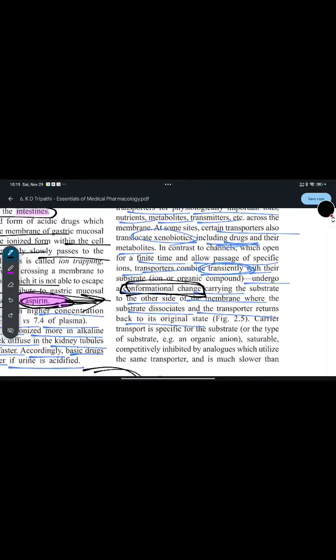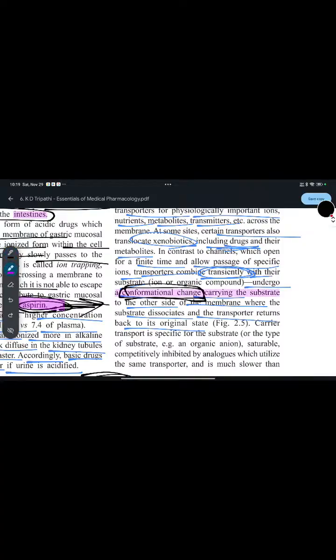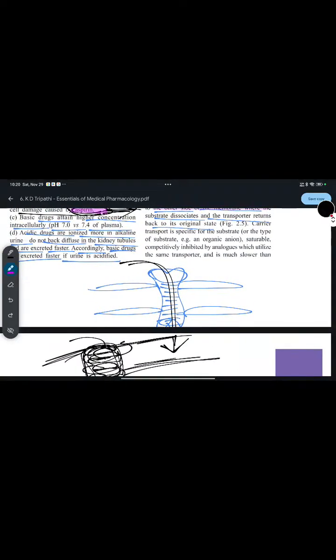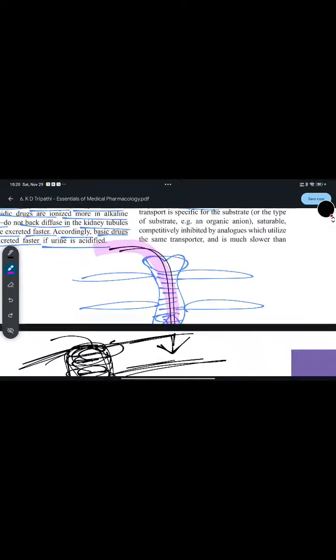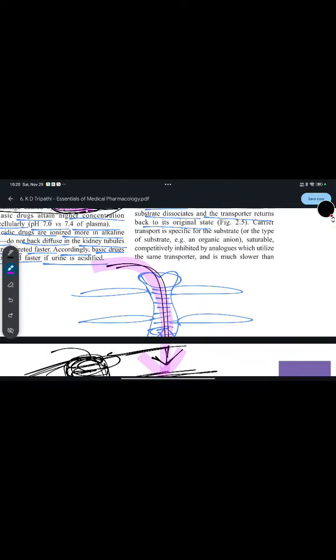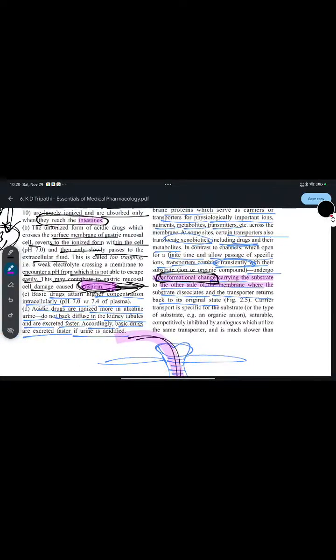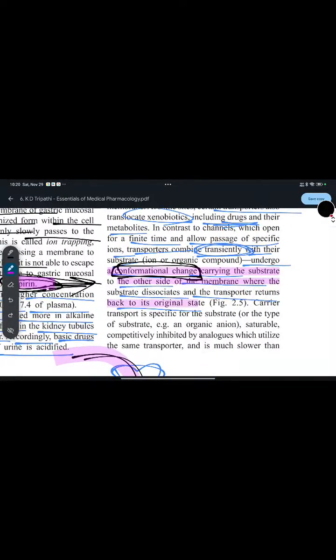Okay. So you have to understand and remember that conformational change carries the substrate to the other side of the membrane, from outside the cell to the inside, or from inside the cell to the outside. And after transport of the substance from one side of the membrane to the other, the conformational change will go back to its original structure, that is, the original shape will be recovered. They will return back to the original state.